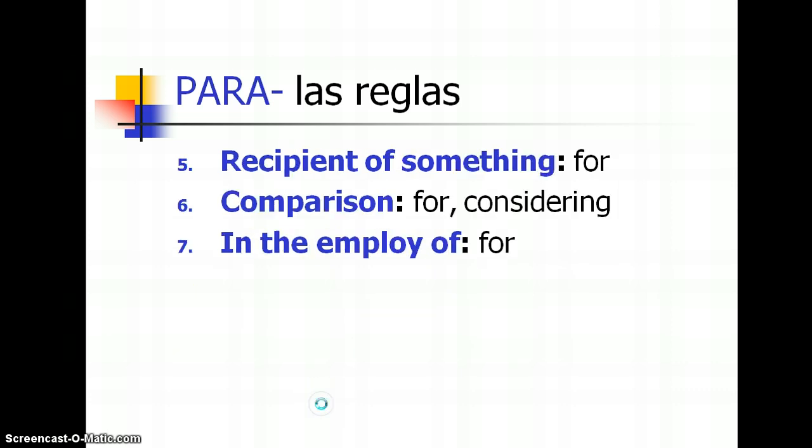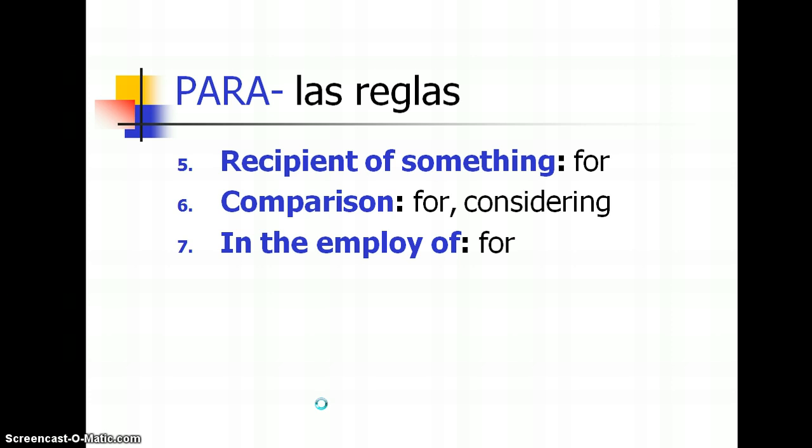Move on. 5. You can also use para to talk about the recipient of something, okay, for whom something is going to be given or passed on. So, for example, el portátil que compró tu madre es para ti. Okay, the laptop that your mother bought is for you. La manzana es para el profesor. The apple is for the teacher. Okay, who's it going to be given to?